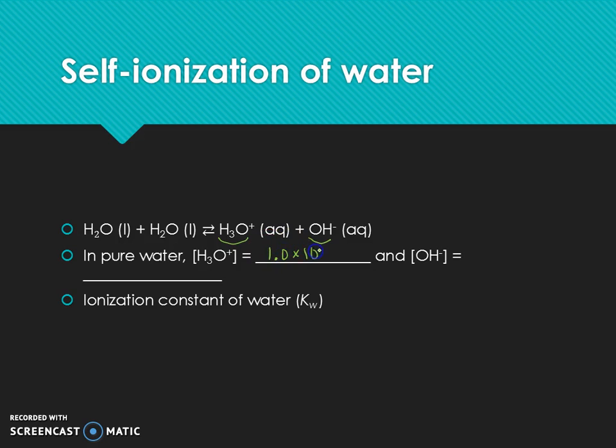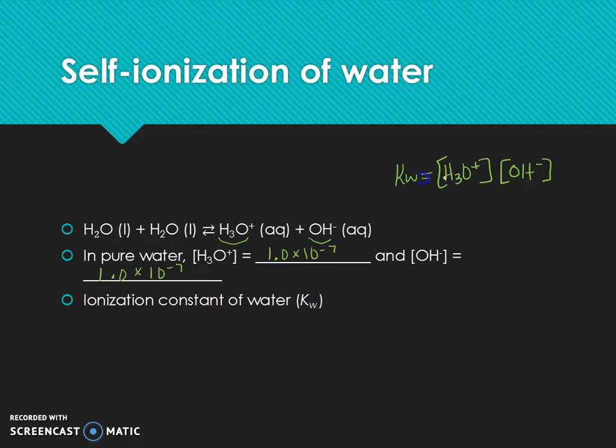1.0 times 10 to the negative 7th. And the concentration of hydroxide ions would be equal to 1.0 times 10 to the negative 7th. Oh my goodness, look, that's the same thing. Okay, well, guess what? If we know that we have hydronium ions and hydroxide ions present in this solution and it's neutral, we should have equal parts of the two, and we come up with this thing called the ionization constant of water, which is Kw.